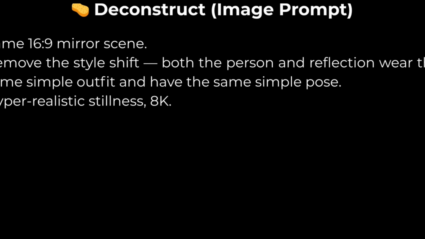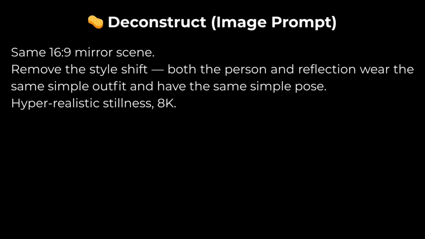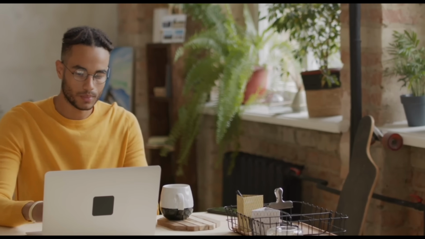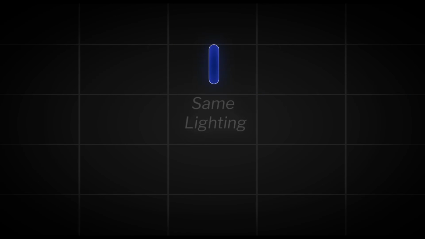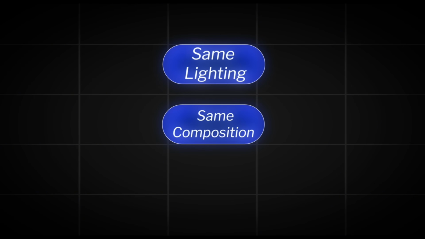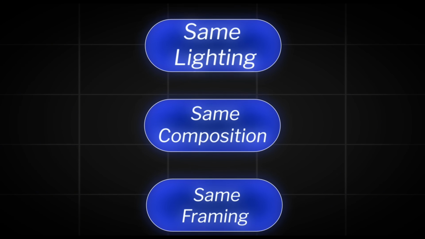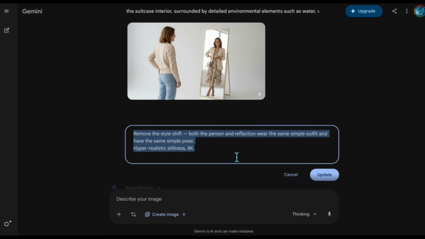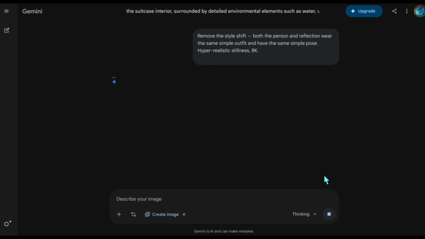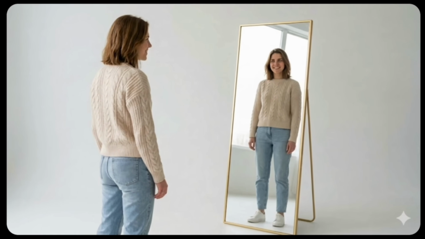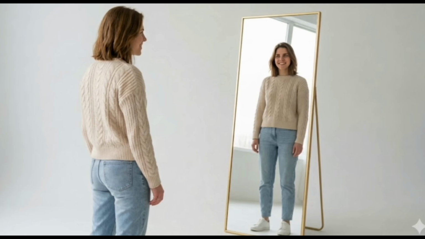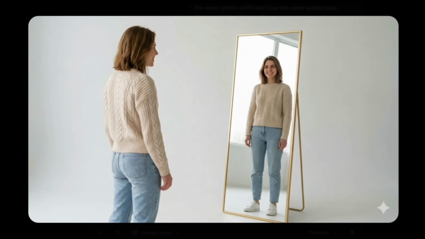The deconstruct prompt resets the entire scene. Both sides of the mirror return to the same simple outfit and pose. Same lighting, same composition, same framing, with the style shift fully removed. I paste the deconstruct prompt and generate. Both the person and the reflection now match in the same casual clothes. The mirror scene is clean and neutral.